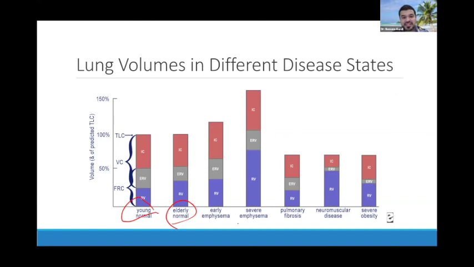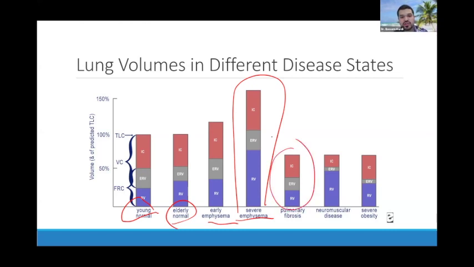If you have emphysema, your residual volume starts increasing, but if it's severe, your residual volume is going to be huge, and subsequently your total lung capacity is going to be the biggest. In restrictive lung diseases, if you have pulmonary fibrosis, then you'll actually see all the lung volumes getting smaller and a small total lung capacity.